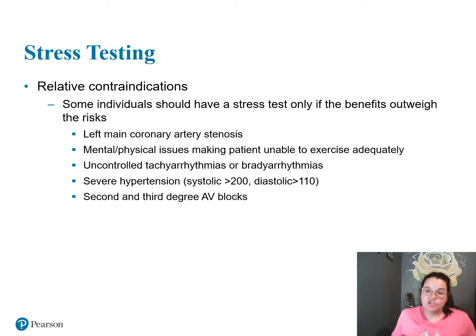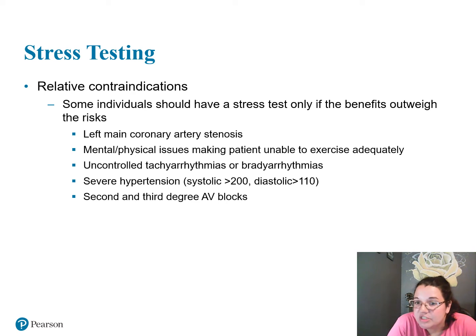So absolute contraindications. Does the benefit outweigh the risk? They just had a heart attack. Do I want to put them on a stress test to see if they're going to have another one? Or is that going to be a risk? It's more than likely going to be a risk. So relative contraindication is when the benefits outweigh the risk. So, for example, if my patient has a left main coronary artery stenosis, the benefit would outweigh the risk.